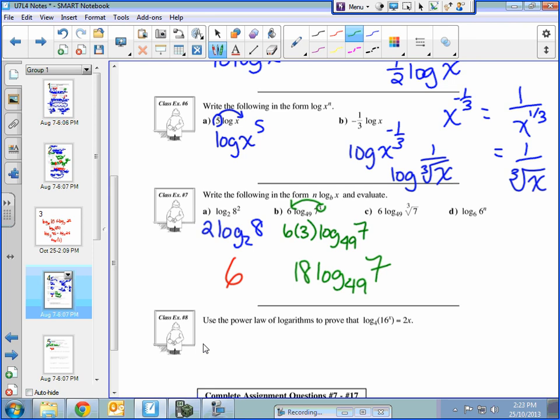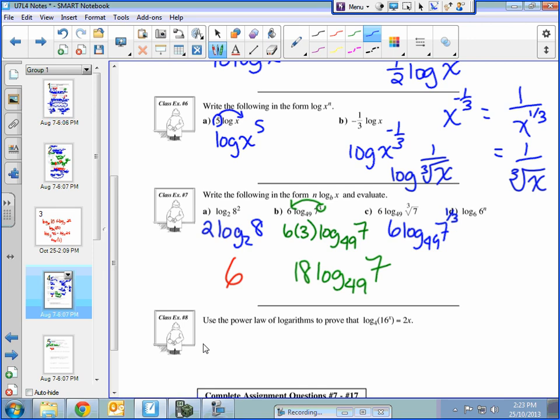Okay, so this next one, that radical as a fraction. So we have 6 times the log of the cubed root of 7. If I have the cubed root of 7, I can write that as 7 to the exponent what? If I have a cubed root, what would my exponent be? Get rid of the root sign. 1/3.